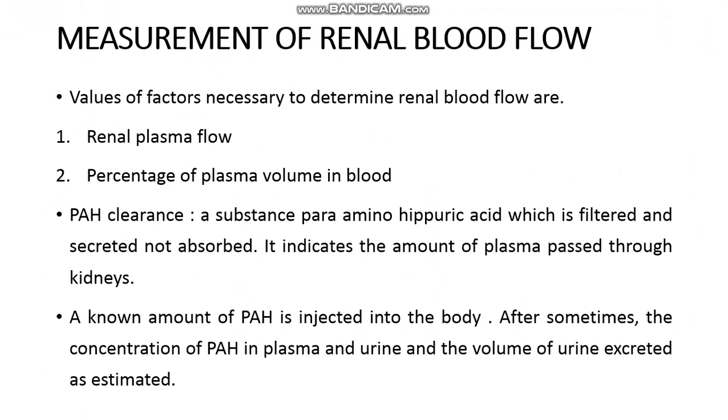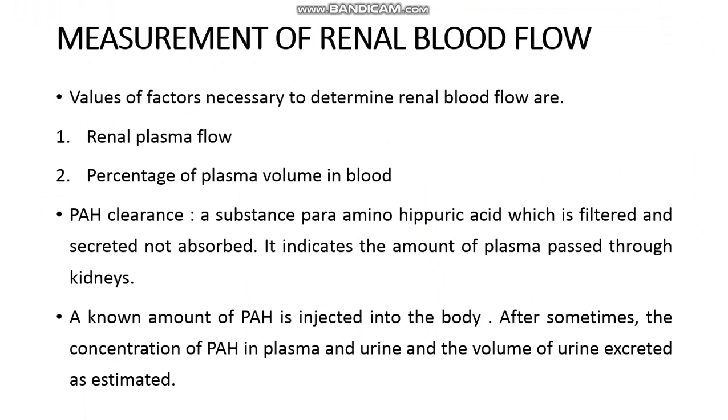There are mainly two parameters or indicators for measuring the renal blood flow. The factors necessary to determine renal blood flow are renal plasma flow and percentage of plasma volume in the blood. Renal plasma flow is estimated based on one substance, that is PAH clearance. PAH means para-amino hippuric acid. So para-amino hippuric acid clearance helps to determine the renal plasma flow.